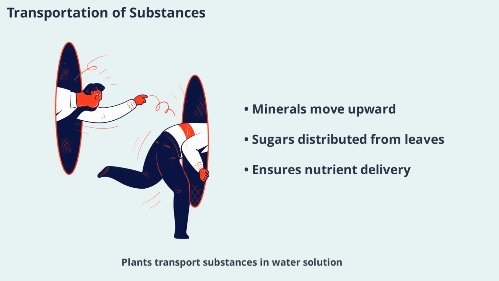Plants transport substances in water solution from the roots to the shoot, and from the leaves to other parts. Mineral salts move upward from the roots, while sugars produced in the leaves are distributed to growing regions and storage organs. This transportation system ensures that every part of the plant receives the nutrients and energy it needs to function properly. The movement of these substances is closely tied to the plant's water uptake and internal pressure.